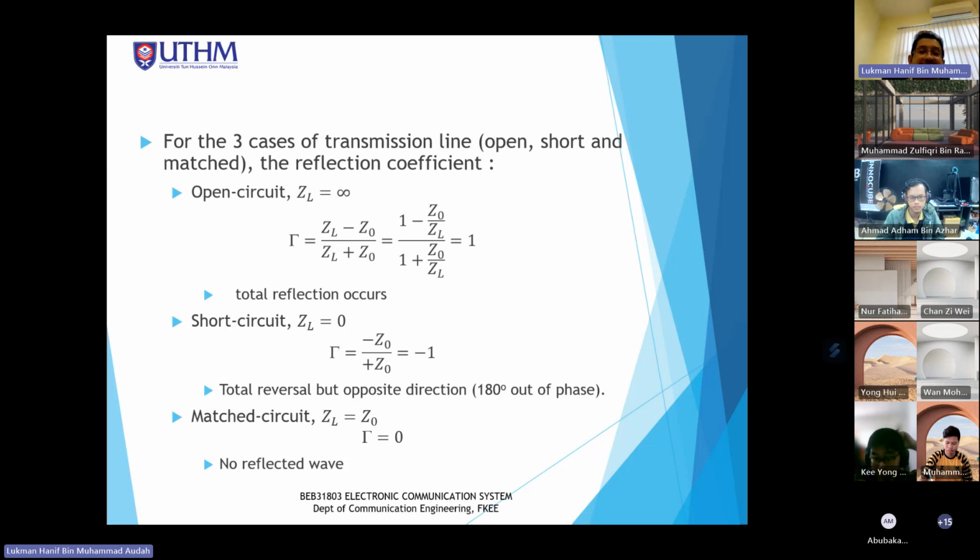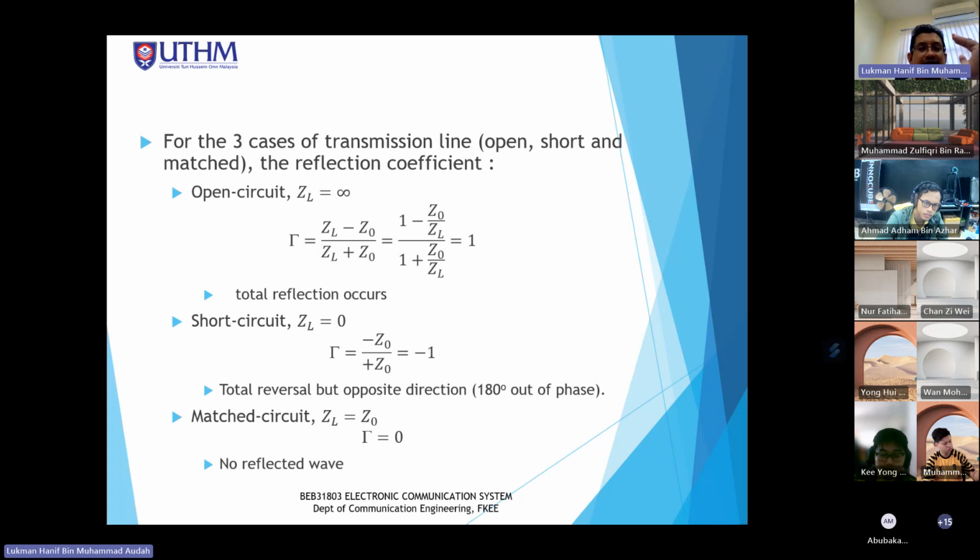The three extreme cases will come out in the final exam. You will be asked to calculate the load impedance for these three extreme cases, and you'll be asked to calculate the reflection coefficient in these three extreme cases. So what are these three extreme cases?